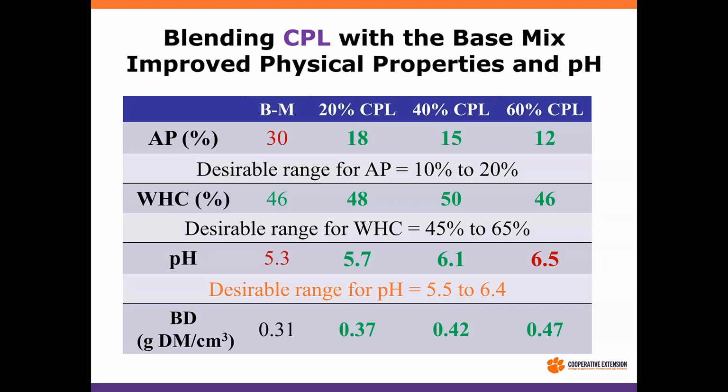pH, for this particular compost, by going 20 to 40%, we got right in the pH range that we wanted to be. 6.5 is red because 6.4 is like where they stop, okay? And then, of course, we increase the bulk density.